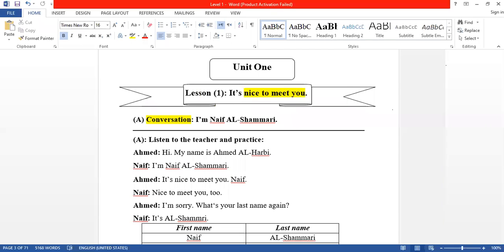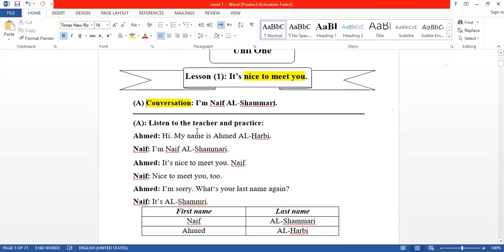Yes, I'm going to read this conversation. Then I'm going to give the meaning of the new words. The title of this conversation is I'm Naif Shamil. Listen to the teacher and practice.